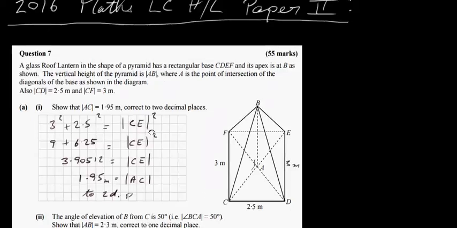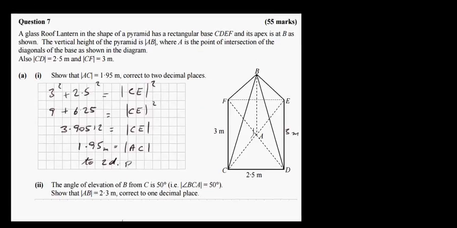Let's move on then. Now we know this distance here is 1.95 meters. Okay, the angle of elevation of B from C. So the angle of elevation of B from C, so we're looking up here. So this angle in here is going to be 50 degrees. BCA is 50 degrees. Show that AB, so the height here, is 2.3 meters correct to 1 decimal place.